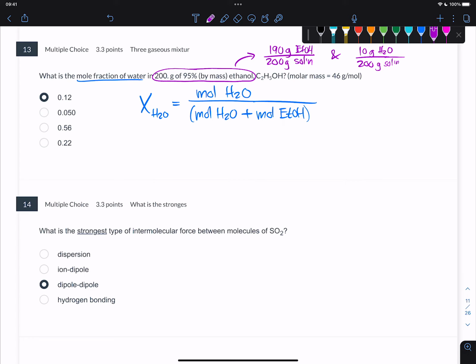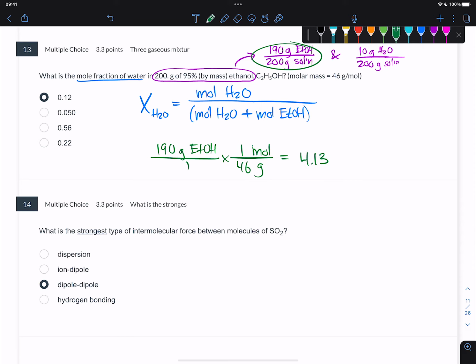So that means you basically need to take 190 grams and convert it to moles. Take your 10 grams and convert it to moles by just doing your dimensional analysis. So let's do that with the ethanol. 190 grams of ethanol. If I convert that from grams to moles, I'm using this molar mass here, of course. I get, let's see, 4.13 moles of ethanol.